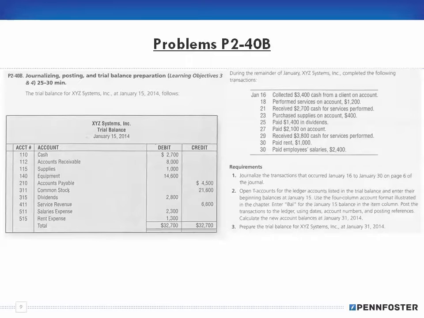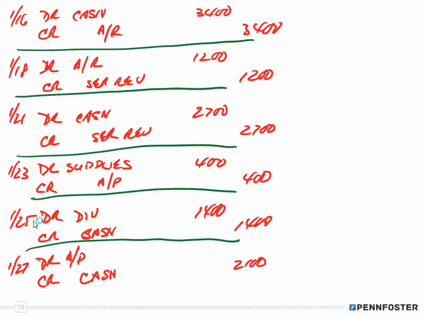Received $3,800 cash for services performed. Okay, so 1/29, I'm debiting my cash because my cash is increasing because I'm receiving $3,800, and I'm crediting service revenue for services performed of $3,800.